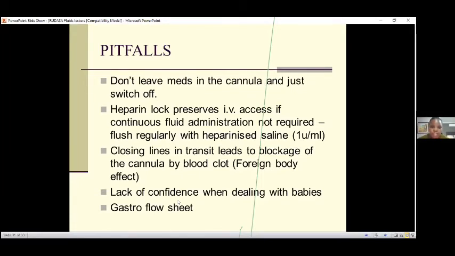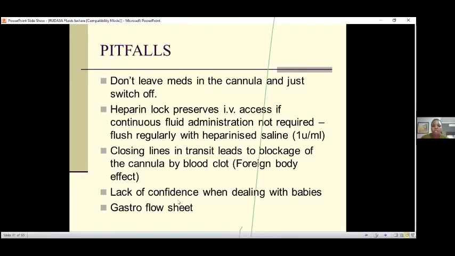Then closing lines in transit leads to blockage of the cannula and a blood clot. As you can imagine, if you were transporting a patient from Fort Beaufort and it arrives with a clotted drip, and you're not careful and you just push it, you might push a big clot into the system.